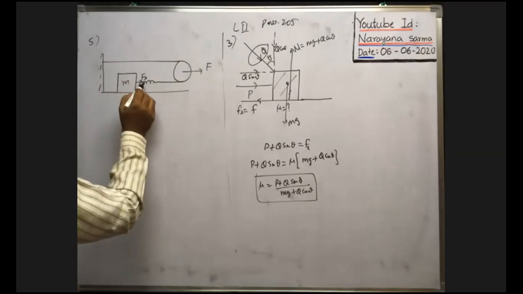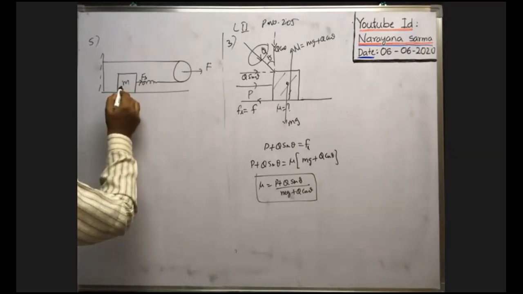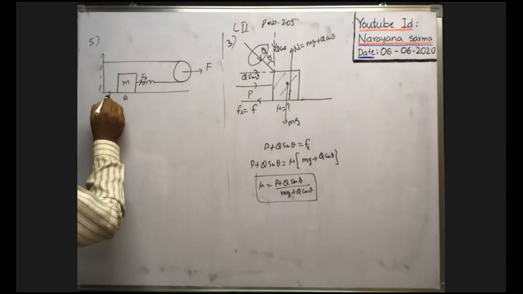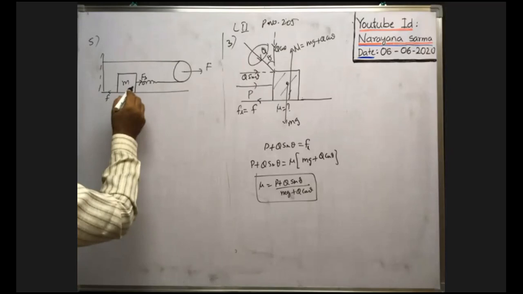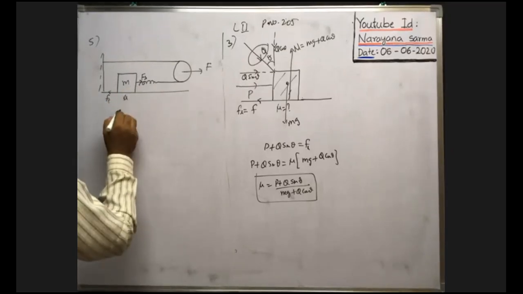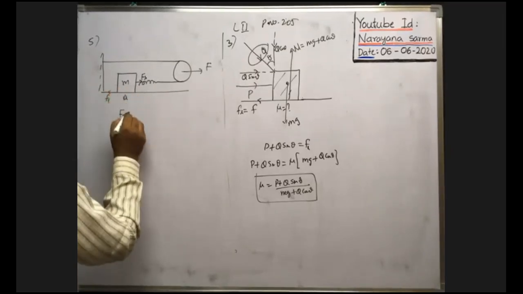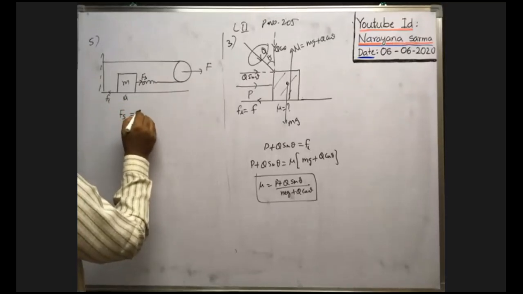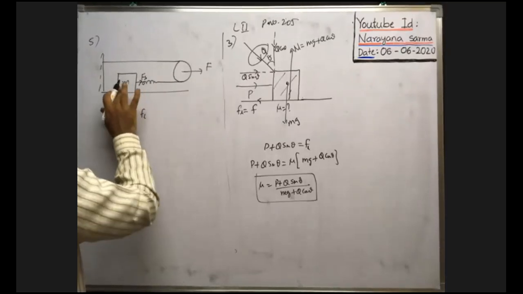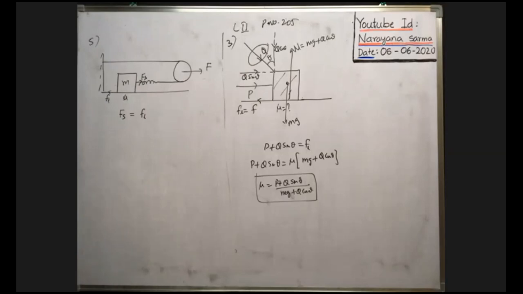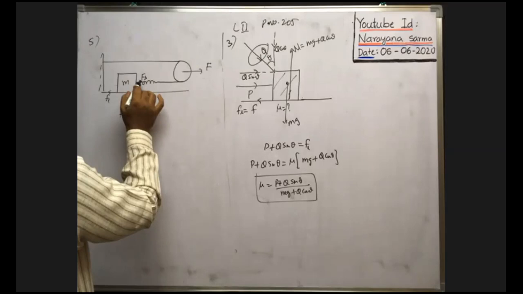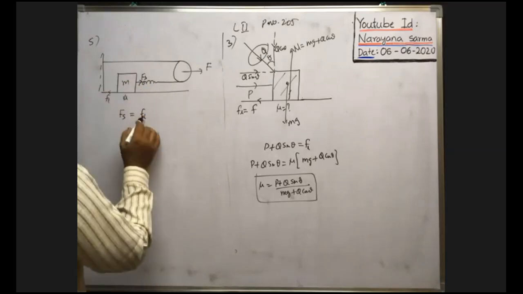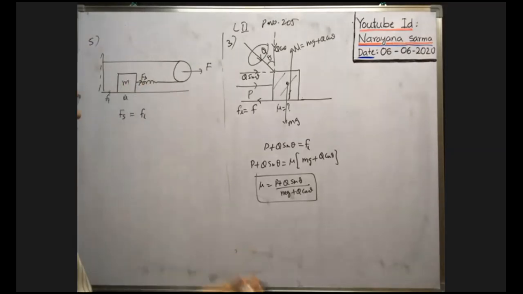Whenever the spring force pulls the block in this direction, the friction between these two acts in the opposite direction. For the block to move, the spring force acting on the block must be equal to the limiting friction. Then only the block will move. Otherwise, the block cannot move. The spring force applied on the block must be equal to FL. Then only the block starts sliding.